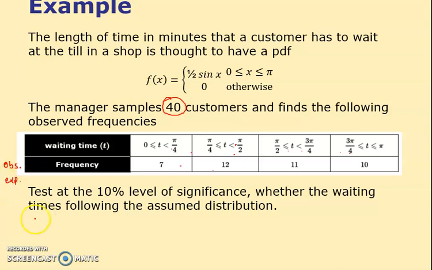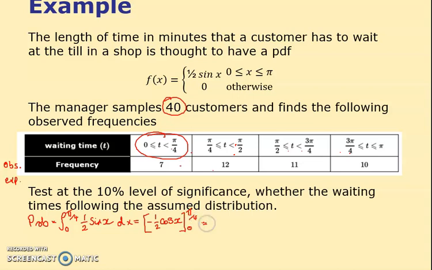And in order to do that, I'm first of all going to have to work out the probabilities. So let's concentrate on this one first. That's from 0 to pi by 4. So this probability is the integral from 0 to pi by 4 of the function, which is a half sine x, dx. Now, when I integrate half sine x, I get minus a half cos x. So I need to substitute those values in, 0 and pi by 4.